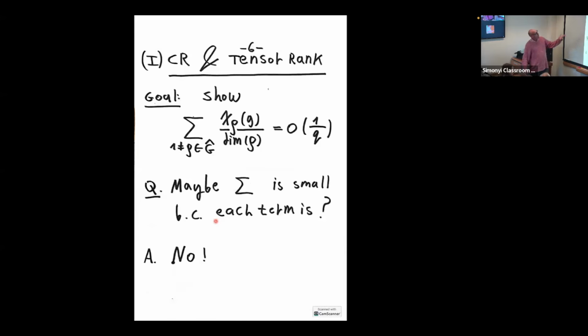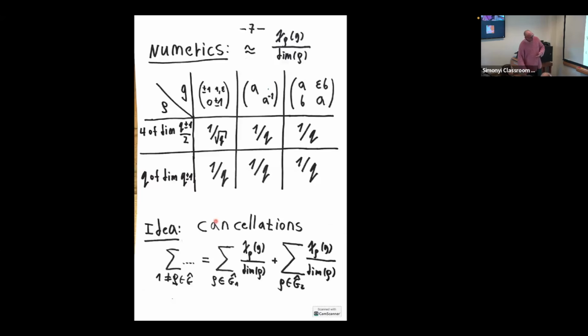And if you look, you think like this, then it's clear that what you want to do is to prove that this sum of all non-trivial character ratios sums up to something of the order of magnitude 1 over q. Okay, first approach: maybe every term is small, and then the entire sum is small. Let's go to, again, numerics. You do numerics for individual character ratios.